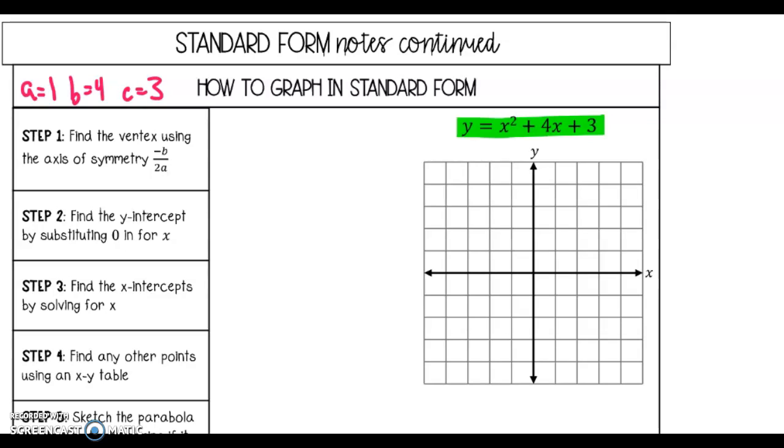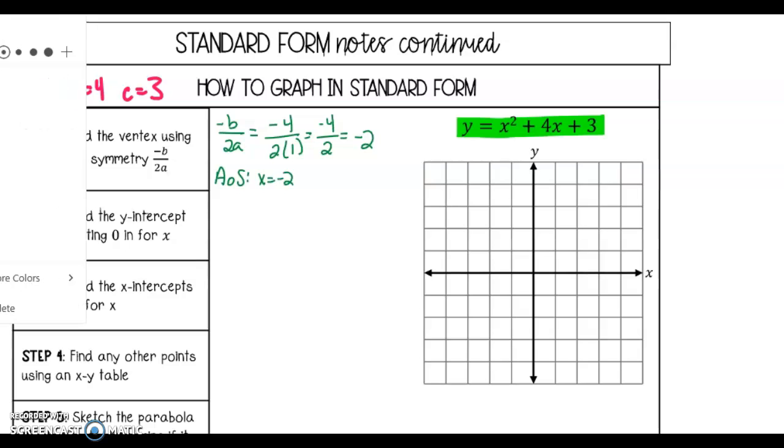So step 1 says find the vertex by using the axis of symmetry. Okay, so first of all, the axis of symmetry is negative b over 2a. So negative b is negative 4 over 2, a is 1. So let's simplify this. Negative 4 is on top, 2 times 1 is 2, that's on bottom. Negative 4 divided by 2 is negative 2. So our axis of symmetry is x equals negative 2.